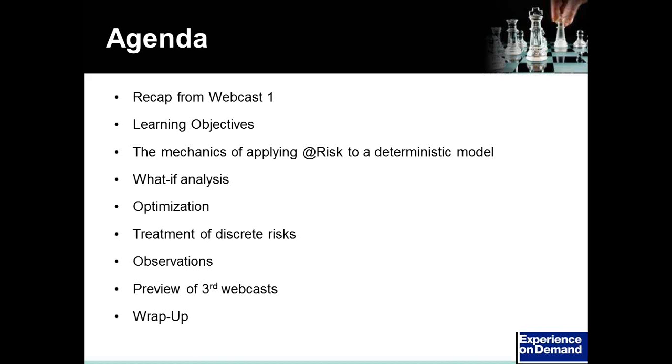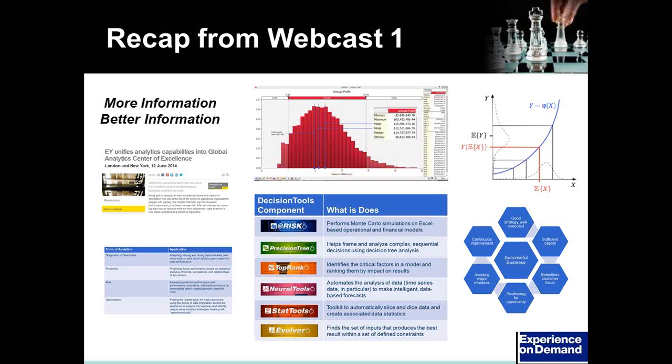In terms of our agenda for today, first I want to do a quick recap from the first webcast, again, just to catch people up that weren't able to attend the first webcast. But then we'll quickly transition into the learning objectives and the actual content for this webcast number 2. In particular, we're going to focus more specifically on the mechanics of applying At-Risk to a deterministic model. We'll cover what-if analysis and how doing that within a Monte Carlo environment is different, in important ways, than doing it from a deterministic model. We'll talk also about optimization and the treatment of discrete risks using triangular distributions.